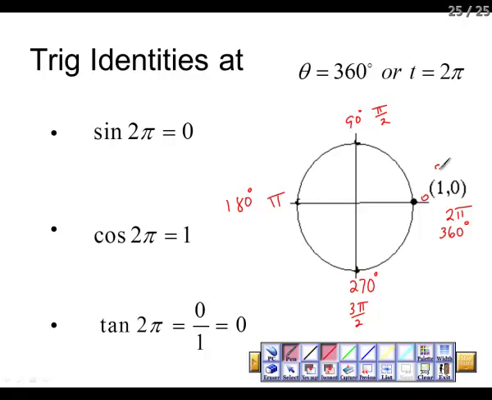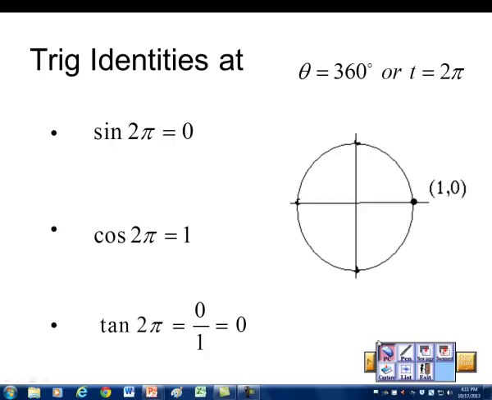Okay, so here we have cosine, sine, and we're going to find tangent here. Sine at either 0 degrees or 0 radians, and also at 2 pi radians, has a value of 0. And cosine at 2 pi radians is 1. So tangent is going to be sine over cosine. That'll be 0 over 1, and so we get 0. So here, tangent is 0.